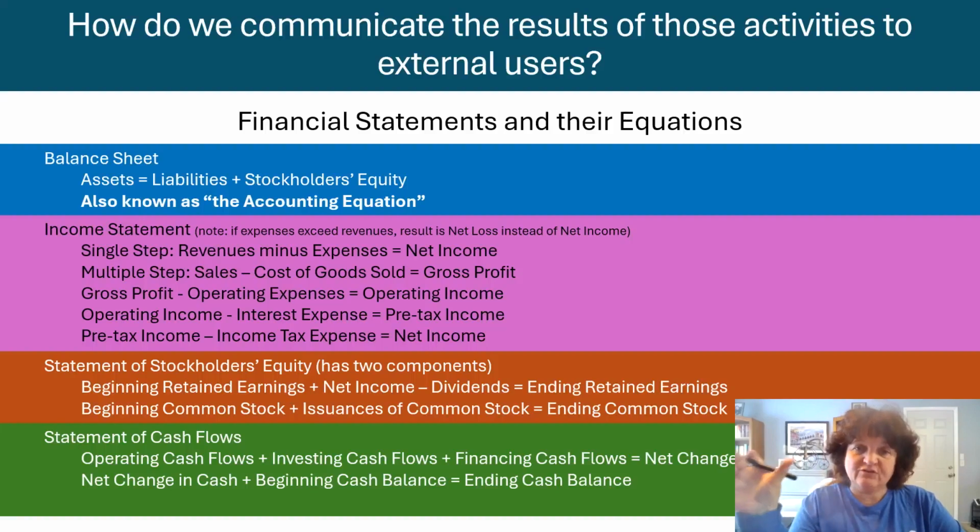And then that ending retained earnings at the end of year one becomes the beginning retained earnings for year 2, and you continue on and add year 2's net income, subtract year 2's dividends. That'll give you the ending retained earnings for year 2, which will become your beginning retained earnings for year 3, and you continue on with that process over and over.